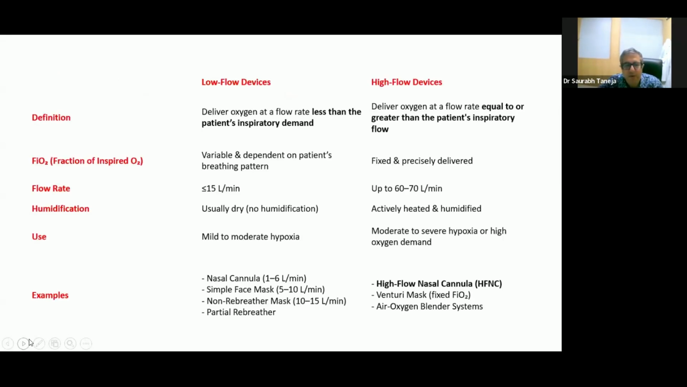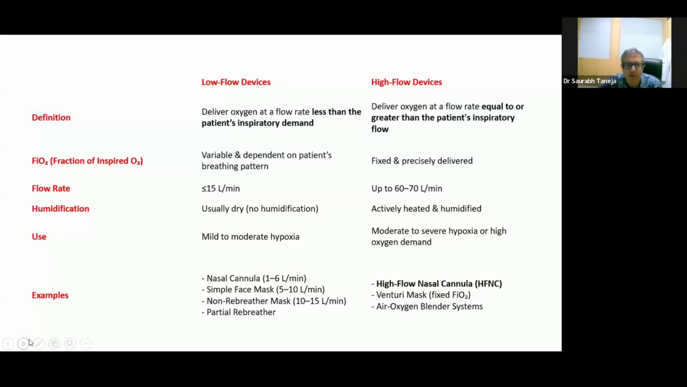Firstly, we distinguish between a low flow device and a high flow device. What is the idea of a low flow device? The name itself tells you it's low flow. It delivers oxygen at a flow rate less than the patient's inspiratory demand, and high flow delivers equal to or more than the patient's inspiratory flow. Low flow usually means less than 15 liters per minute, with no humidification. The examples are nasal cannula, simple face mask, and non-rebreather mask, while high flow includes high flow nasal cannula and Venturi mask. The logic is that the patient's inspiratory flow demand is met in a high flow device, and not met in a low flow device.